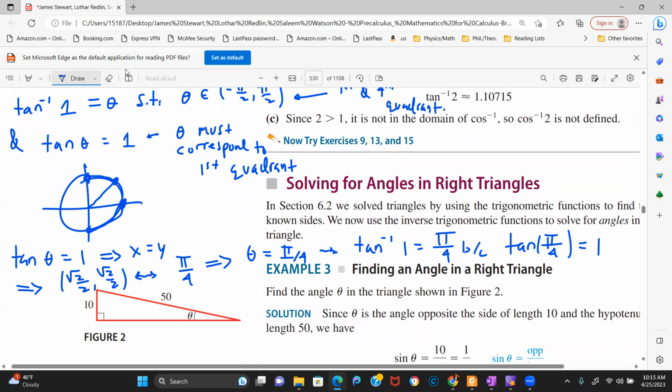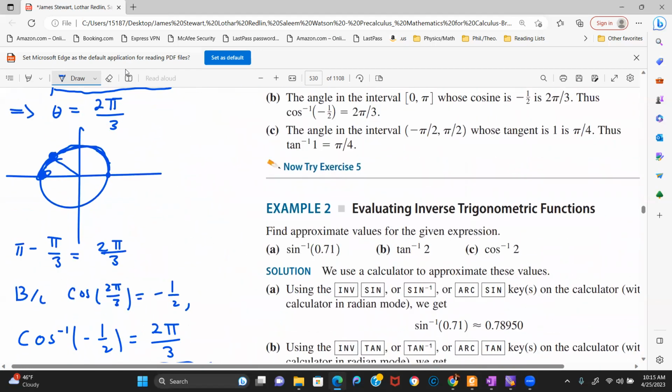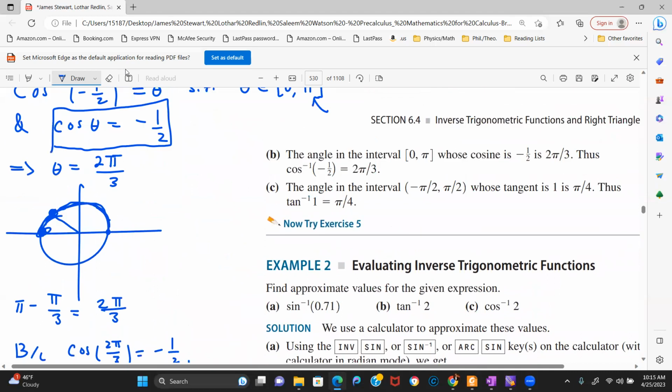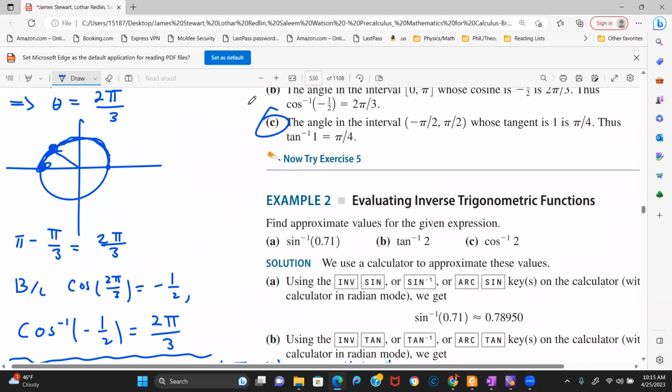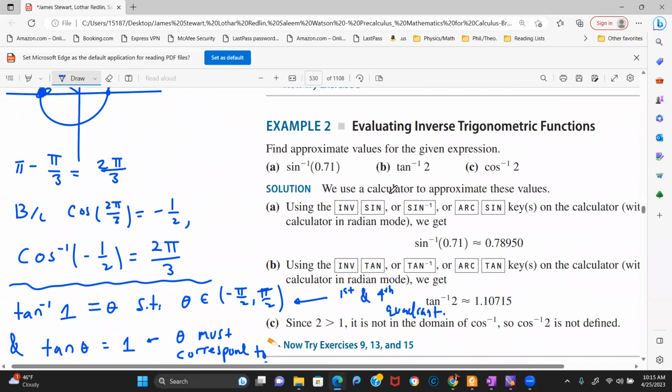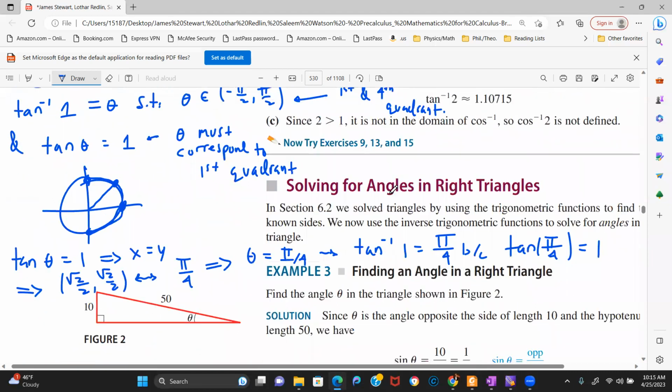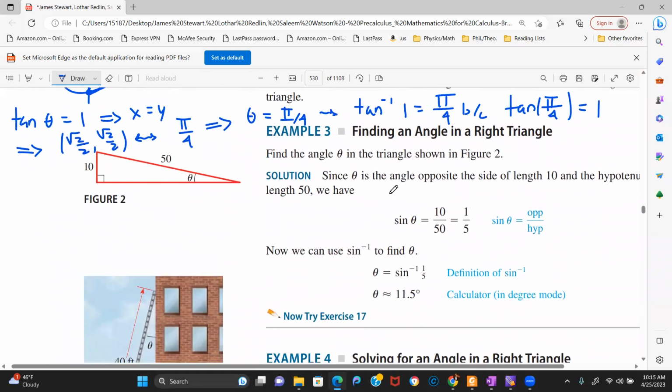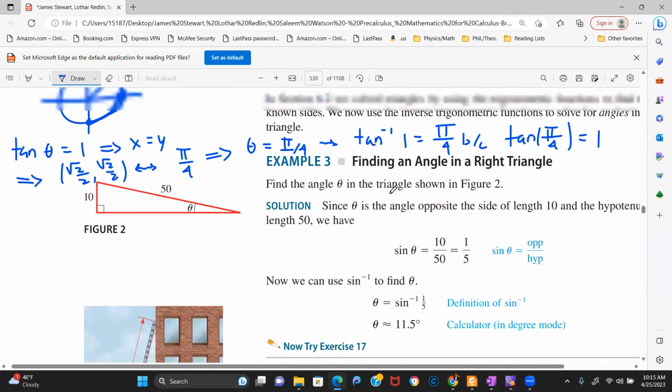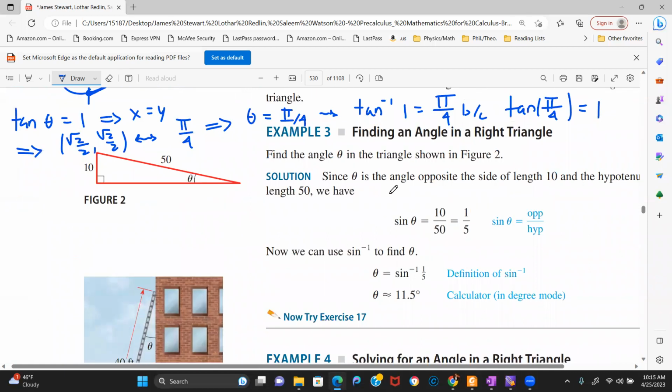All right, so that solves part C. I'm not going to do two because it's just a calculator problem. Who cares about that? All right, so these next two problems are sort of application problems. So let's see what we have.